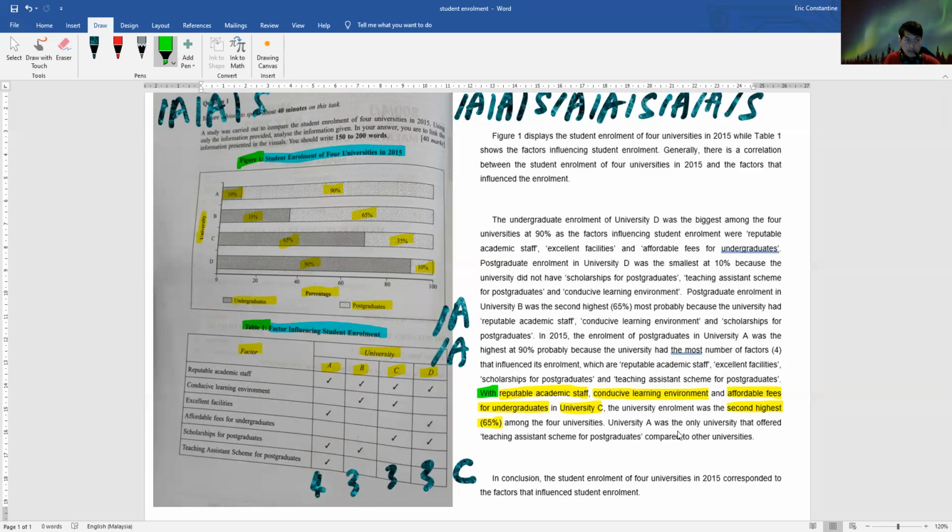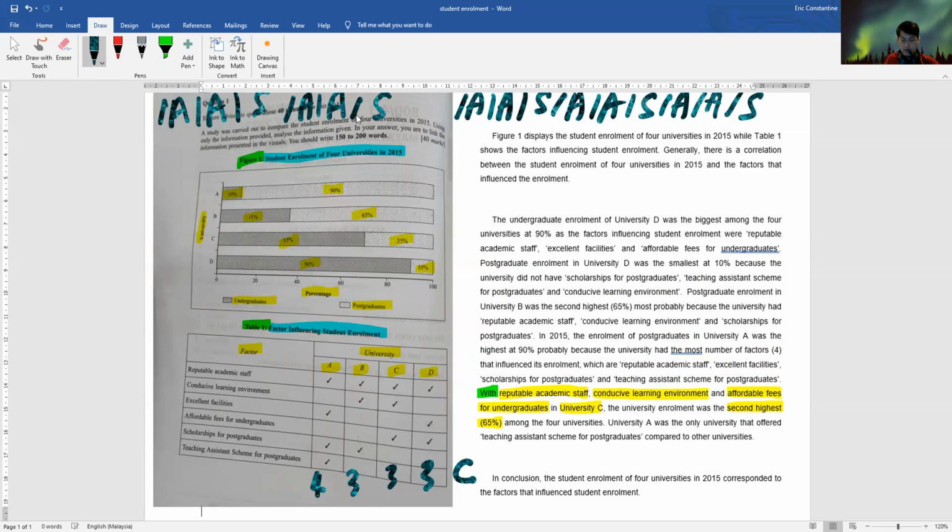So it is correct, 1A, 1A. So now I have another 1A, 1A, 1S. Okay, so I just put down here so that it's easier for me to refer. 1A, 1A, 1S, 1A, 1A, 1S. Wow, that's a lot.